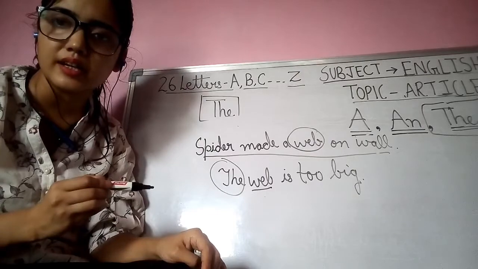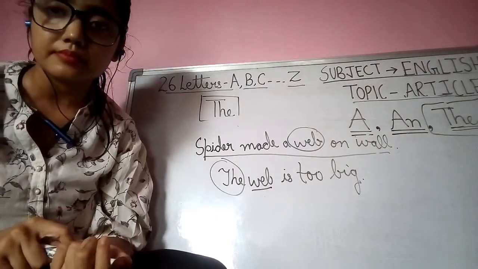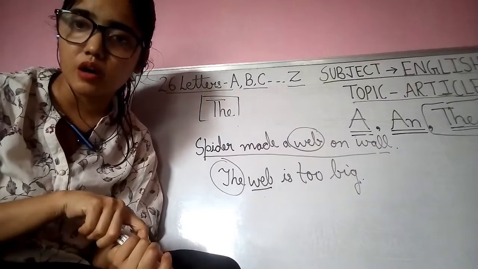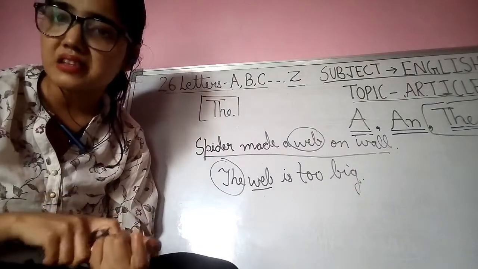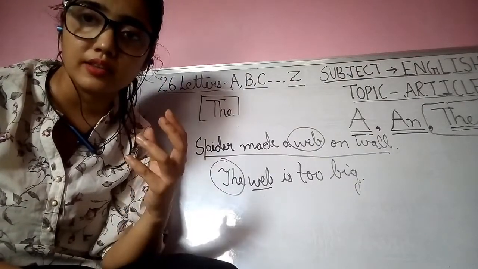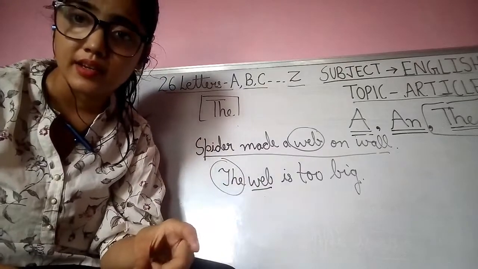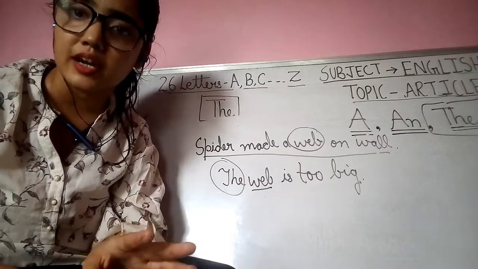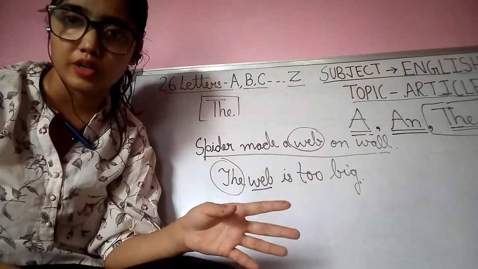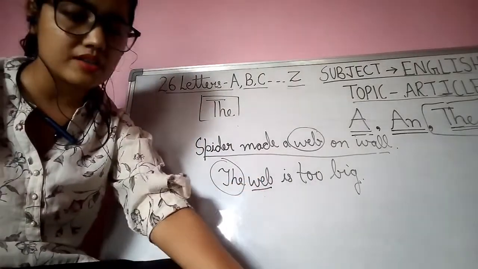I hope it is clear. Let's take more examples. I have a pencil box in my bag. The pencil box is too big. If we are using the same word or talking about the same thing twice, then the second time or third time we will use the before it. I hope it is clear to you.